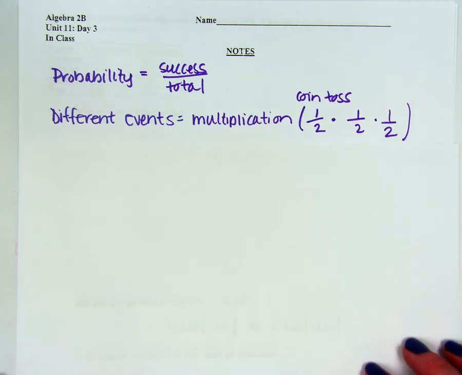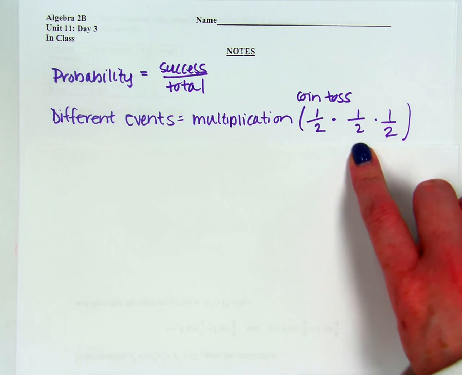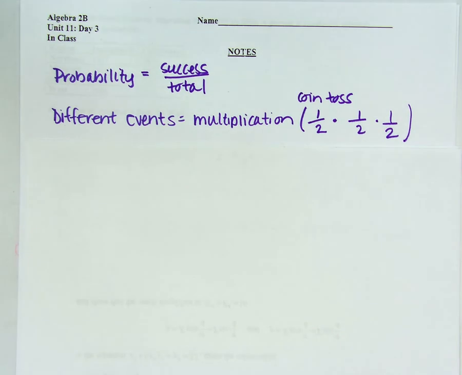And then I have an example of different events. We're going to use multiplication. If you have a coin toss and you are going to toss that coin 3 times, what's the probability that you're going to get heads? You have 1 shot out of 2 the first time, and again the second time it's 1 out of 2, and the third is 1 out of 2. You would just multiply those together, and that would give you 1 over 8.